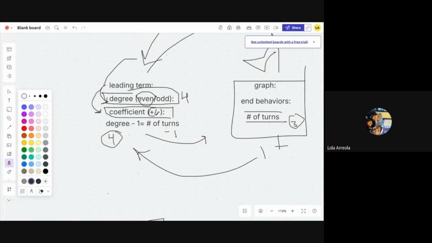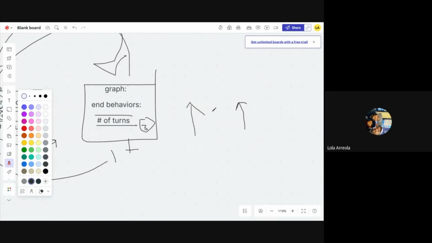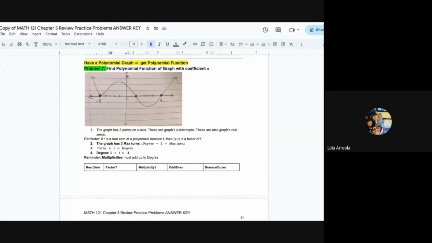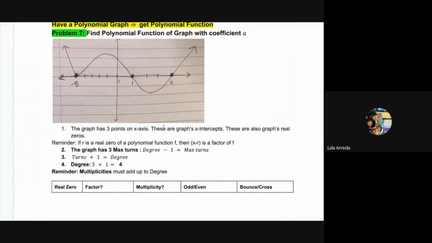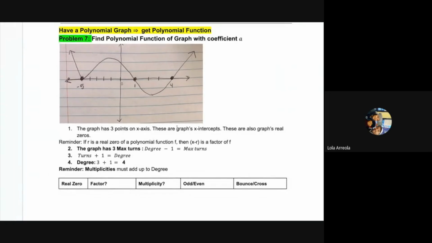So just by looking at the graph, I was able to confirm the degree is 4, which is even, and that the coefficient is positive. Why? Because my graph has these end behaviors and this amount of turns. Answering the questions, the graph has 3 points on the x-axis. These are the graph's x-intercepts. These are also the graph's real zeros.